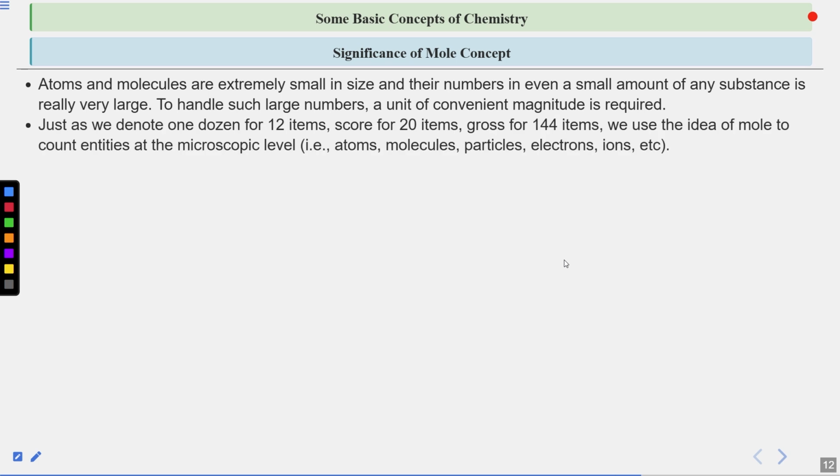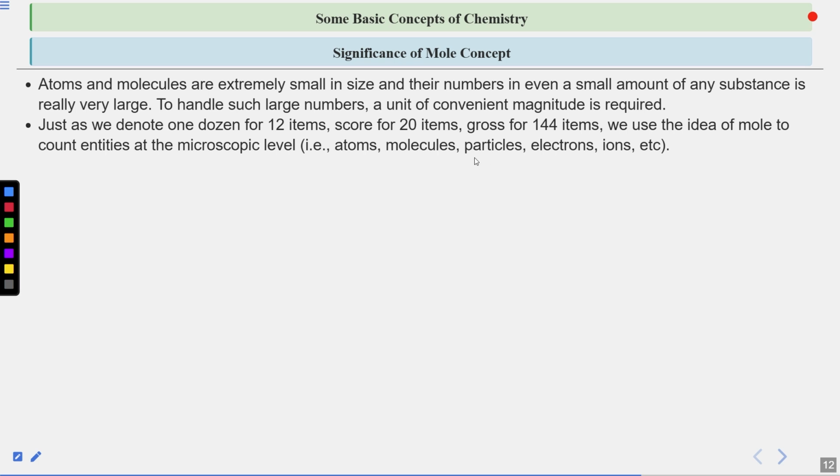This same analogy can be seen in our daily life also. While purchasing fruits like bananas, we use the term dozen, which equals 12 bananas. The same thing has been applied for referring to 6.022 into 10 to the power 23 entities. We have taken that as 1 mole.